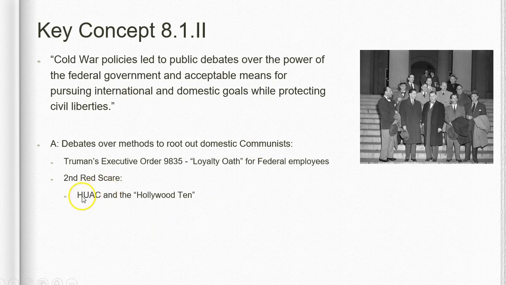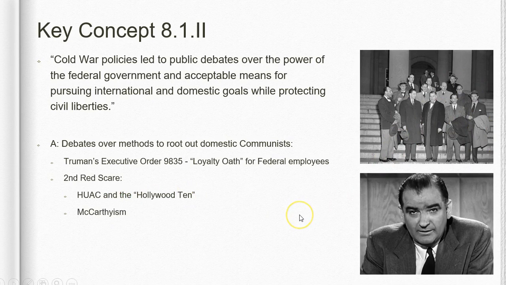HUAC, which stands for the House Un-American Activities Committee, which has actually been around prior to World War II, and these are some of the members of the Hollywood 10, are examples of the Second Red Scare. And often when people think of the Second Red Scare, they think of this guy, Joseph McCarthy, who is the junior senator from the state of Wisconsin.